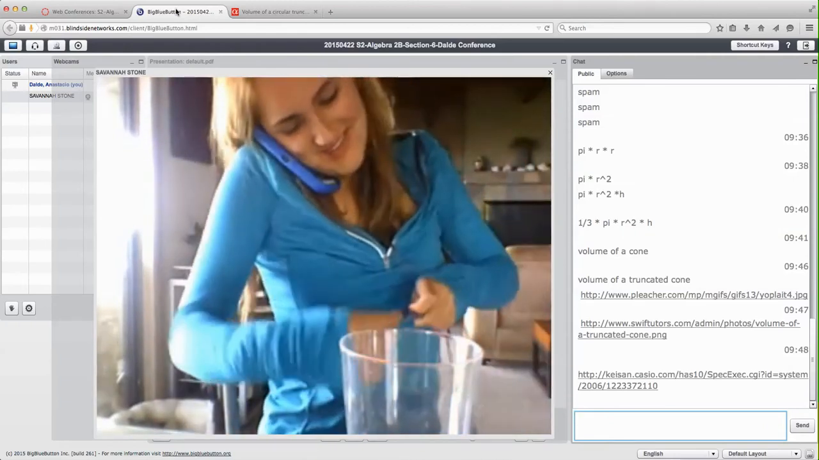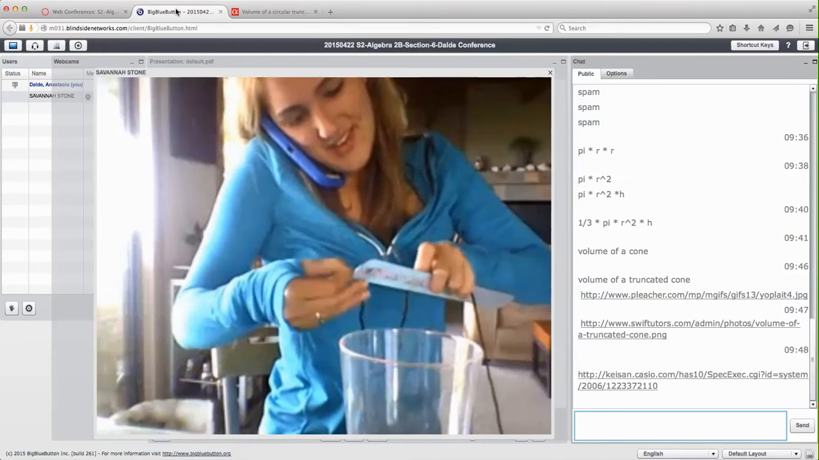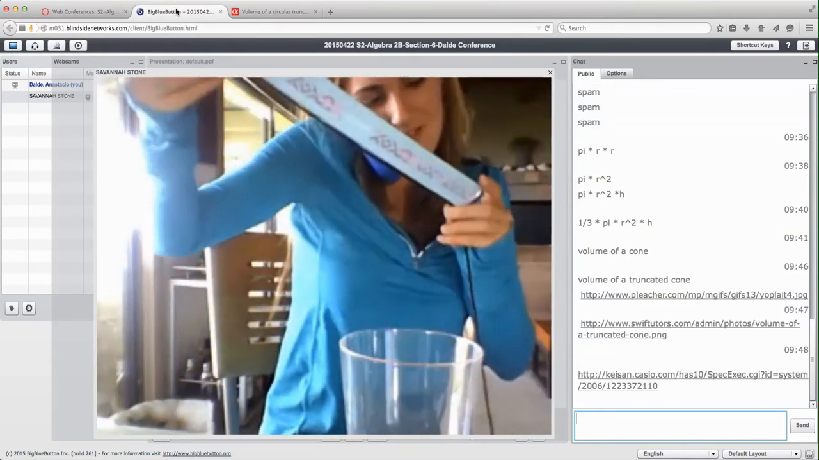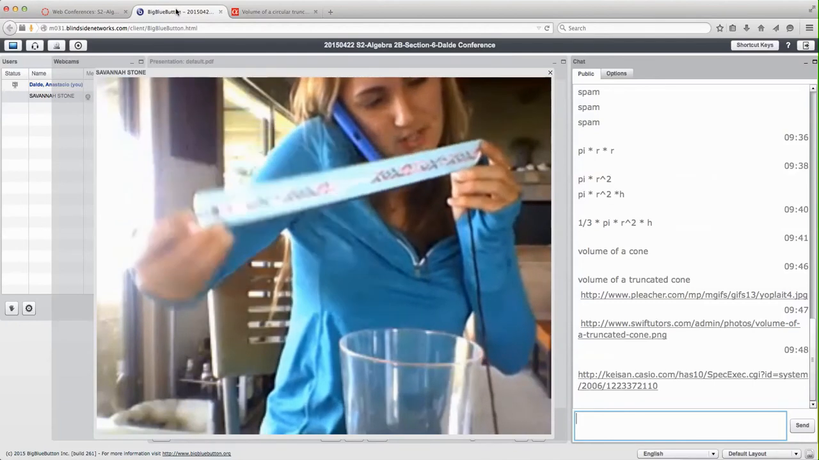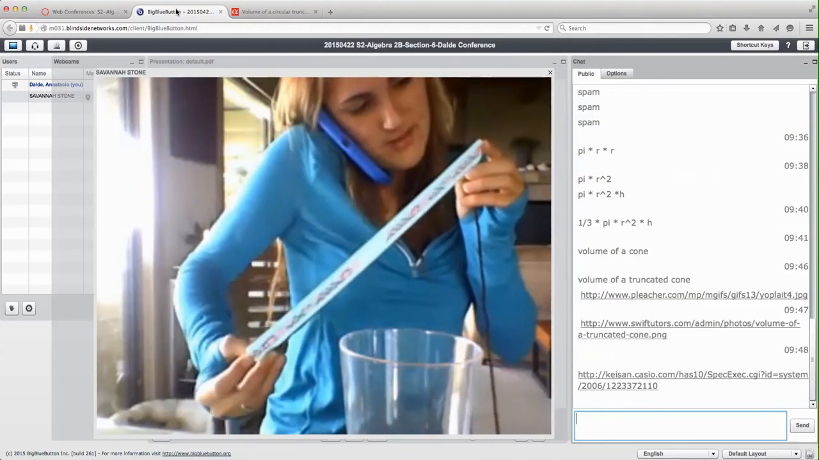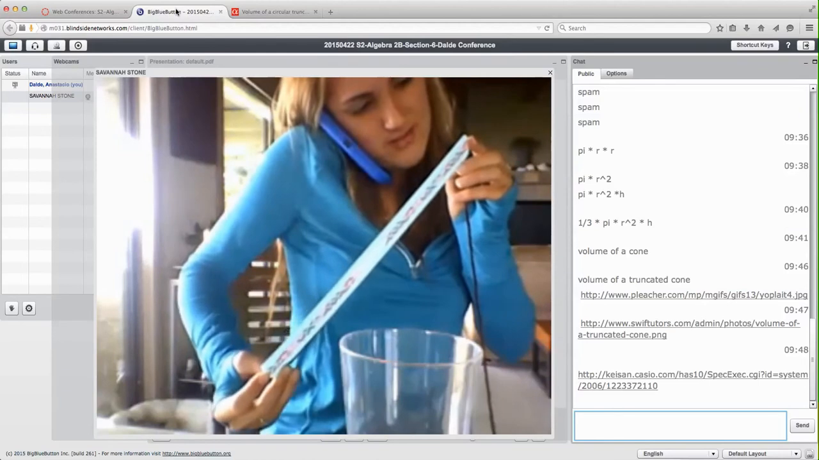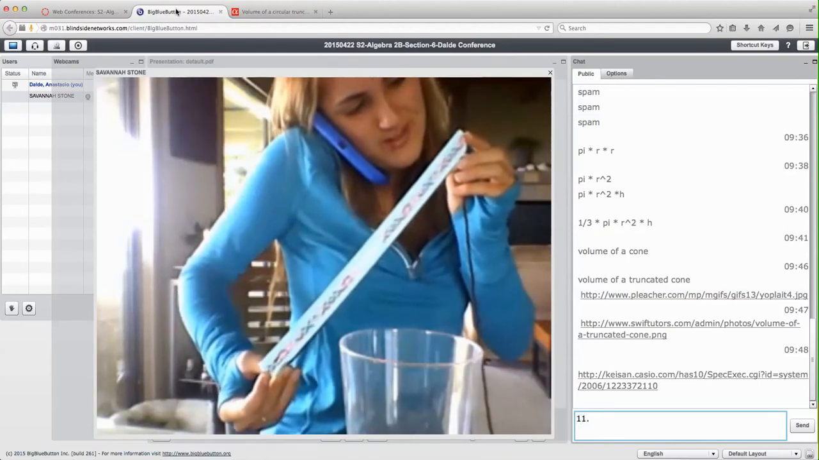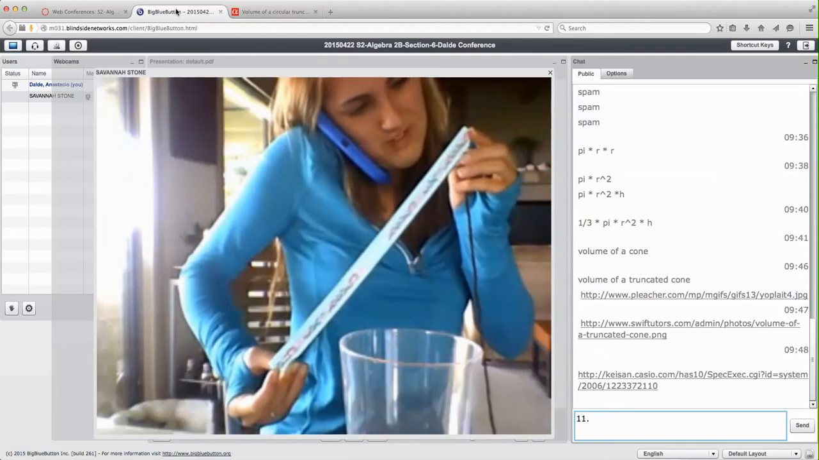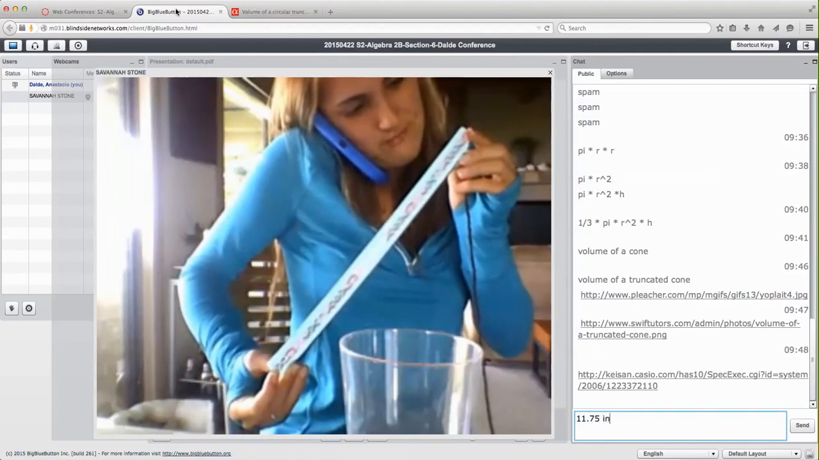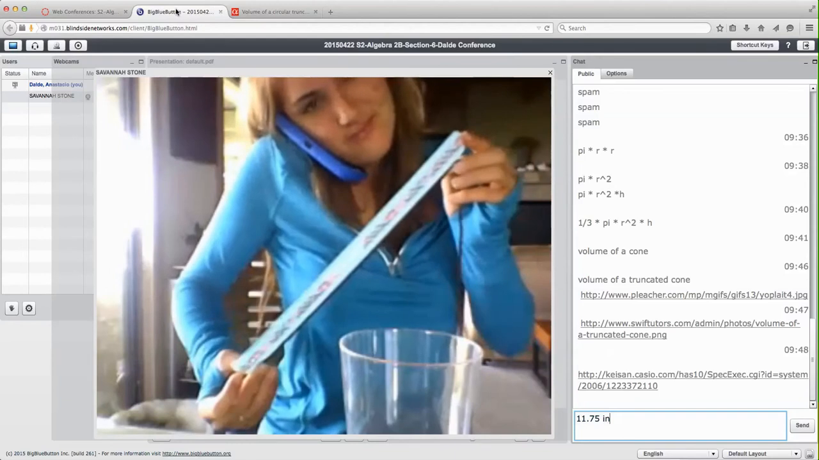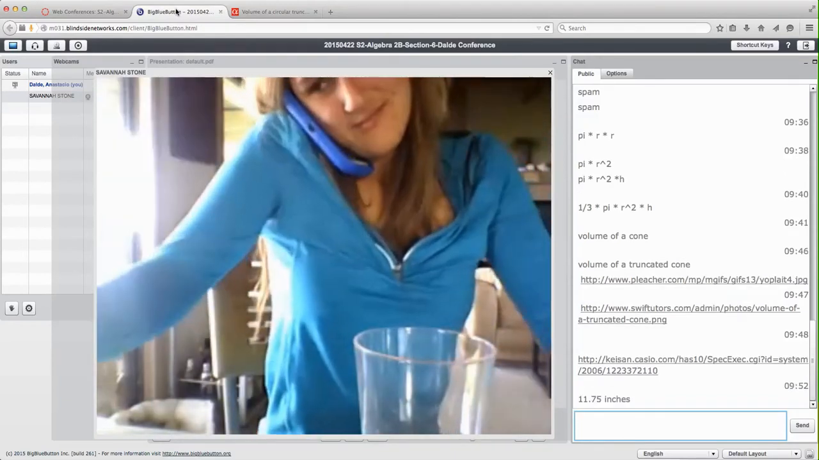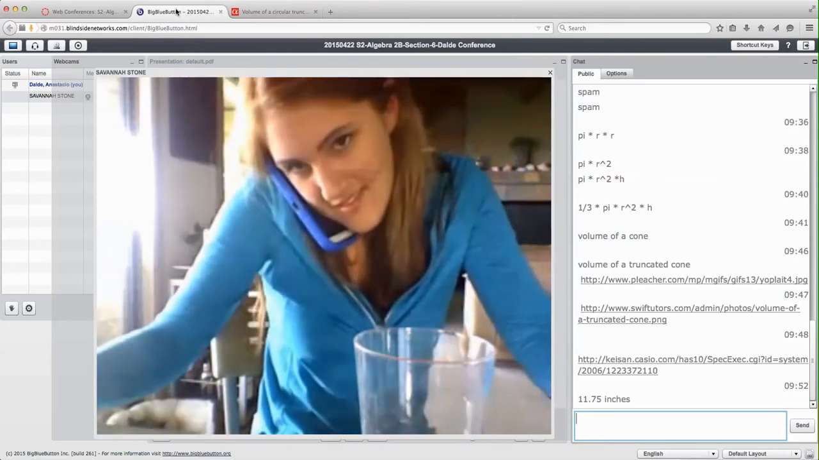All right, what is it? That's a cute ruler. It is 11.75 inches? Yes. All right. I recorded it. 11.75 inches. So what is the radius?